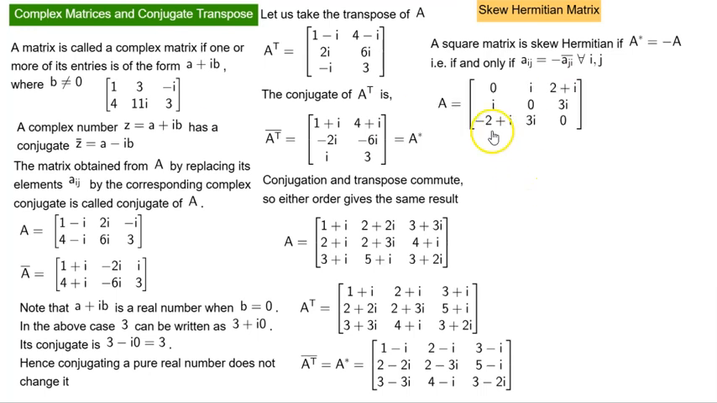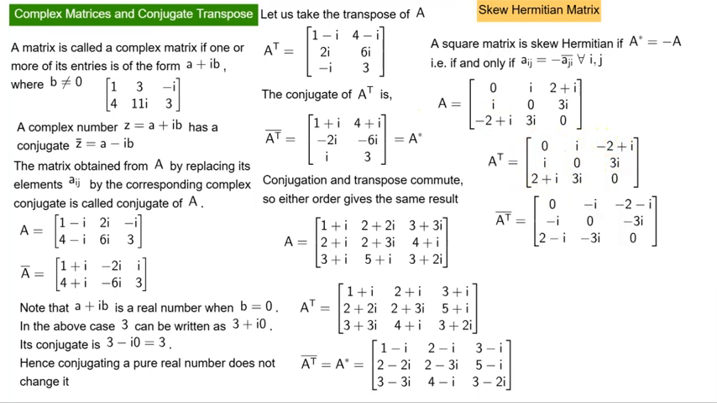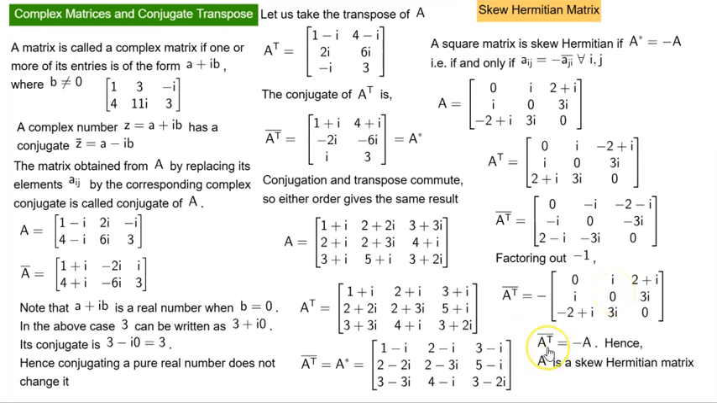So again, let's take an example. We have this matrix A, its transpose is this, and the conjugate of the transpose is this. Factoring out minus 1, we get the negative of A itself. So the transpose conjugate of A is equal to minus A, hence A is a skew Hermitian matrix. So that was complex matrices and conjugate transpose of those matrices.